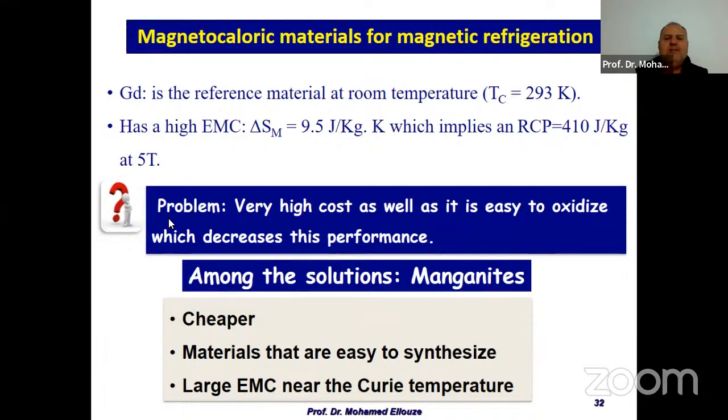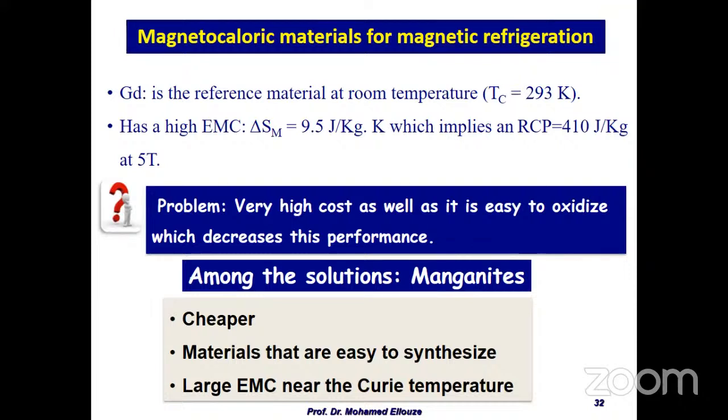The problem is that gadolinium is very costly, and it is also easy to oxidize, which decreases its performance. So among the solutions is manganese, which is a cheaper material that is easy to synthesize and has a magnetocaloric effect at every temperature.